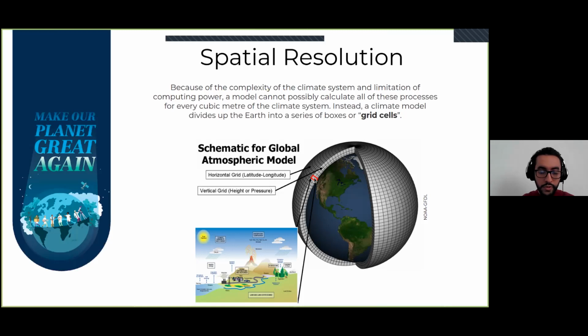representing height or pressure. And you can have the same on ocean models, right? You can also have boxes on ocean models. So each of these grid cells tries to represent a lot of processes, as you see here. There are a lot of processes happening. So this question of spatial resolution is very, very important here, and we will talk about this later.